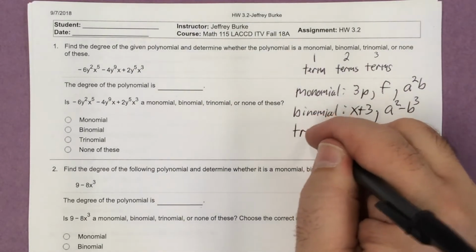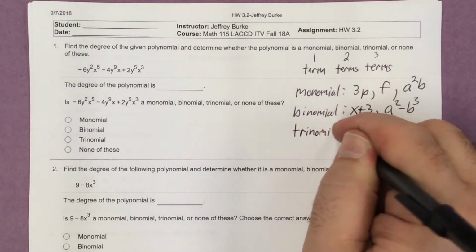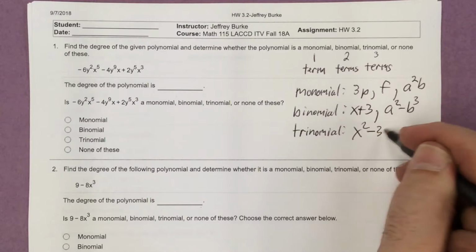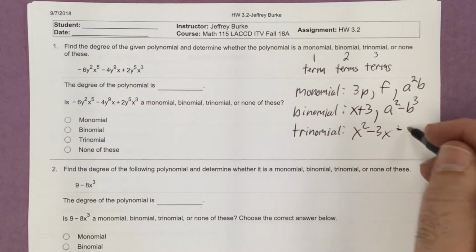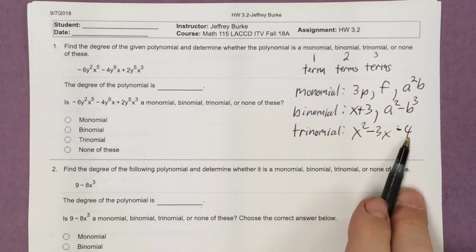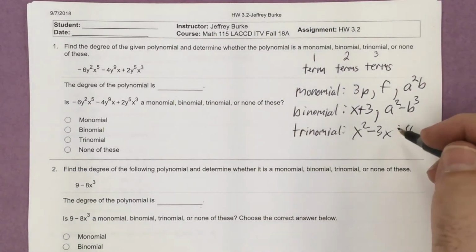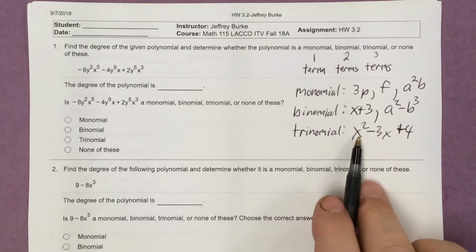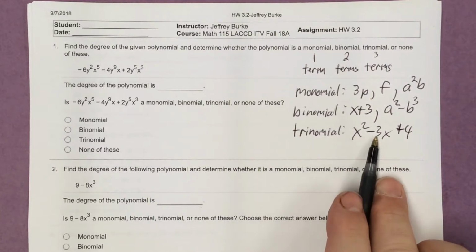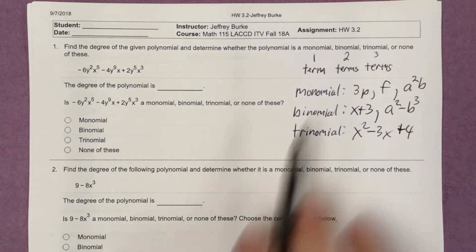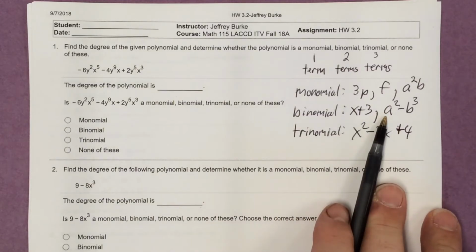A trinomial could be something like x squared minus 3x minus 4, because there are 1, 2, 3 terms, and each of those terms is separated by, in this case, minus signs. We can go ahead and change this to a plus if you want. So we have x squared minus 3x plus 4, 1, 2, 3 terms in that polynomial to make it a trinomial. All of these would be considered polynomials here.